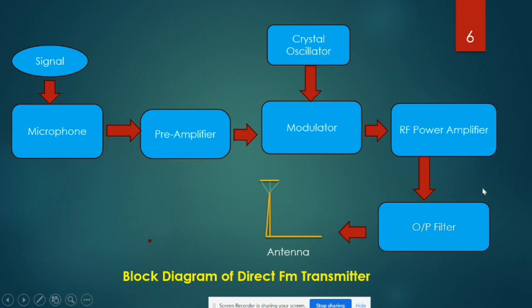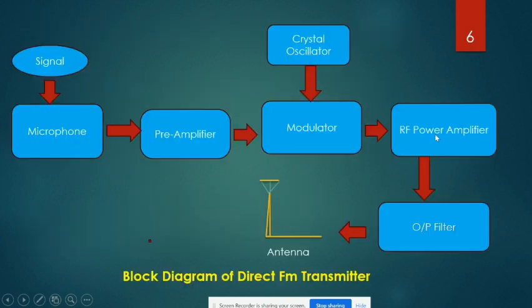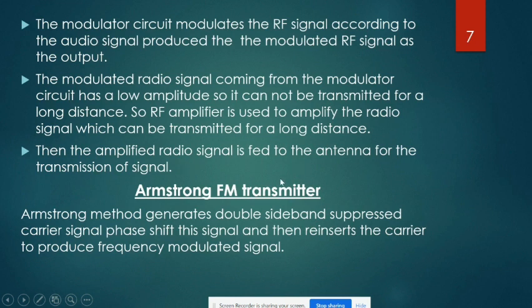So here we use an RF power amplifier which will amplify the signal so it can be transmitted for a long distance. Then the amplified radio signal is fed to the antenna for the transmission of the signal. Then the signal goes to the output filter which will reduce the noise and go to the antenna which will transmit the signal. Now the Armstrong FM transmitter.